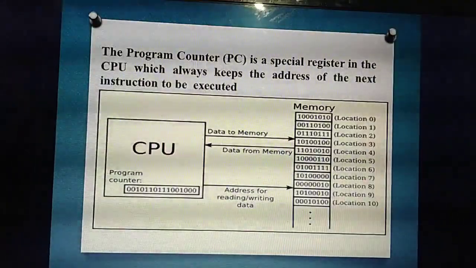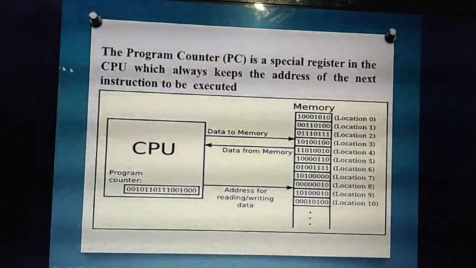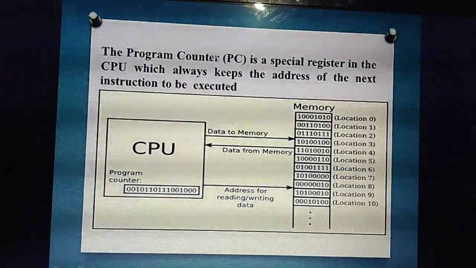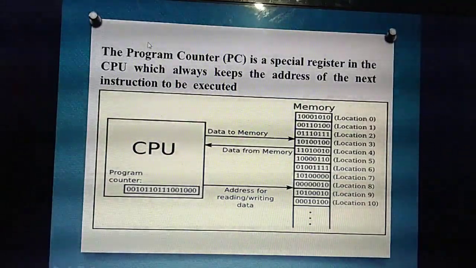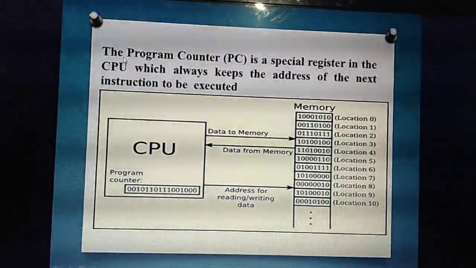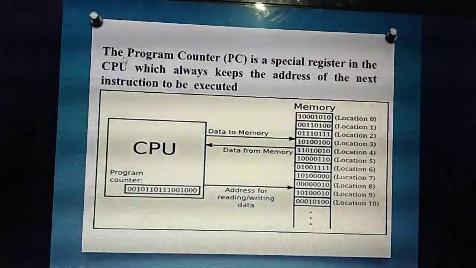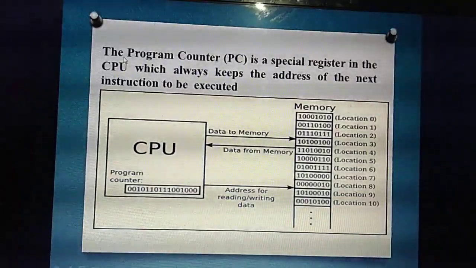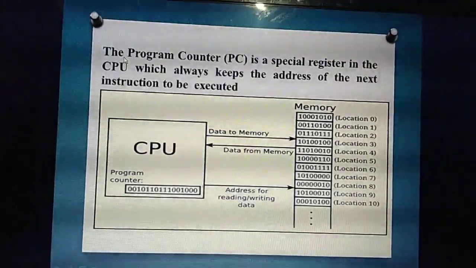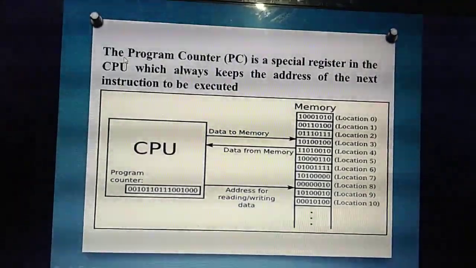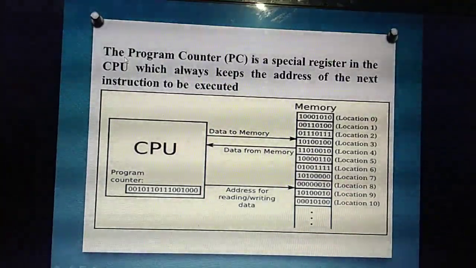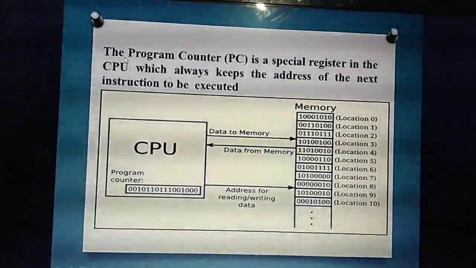Understand? Yes. Next we are going to study the program counter, PC. Important 2-mark question. What do you mean by PC? What is the definition of PC? Important 2-mark question. Understand? Listen. This is one of the important special registers. Among these registers, the program counter is a special register. What is the use of this register? This is the important line: this register always keeps the address of the next instruction to be executed.